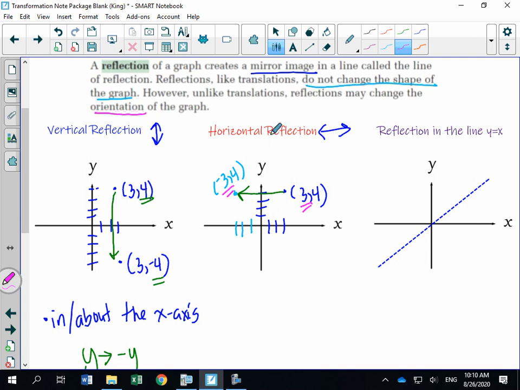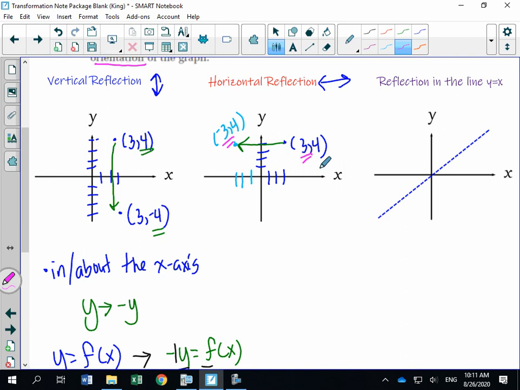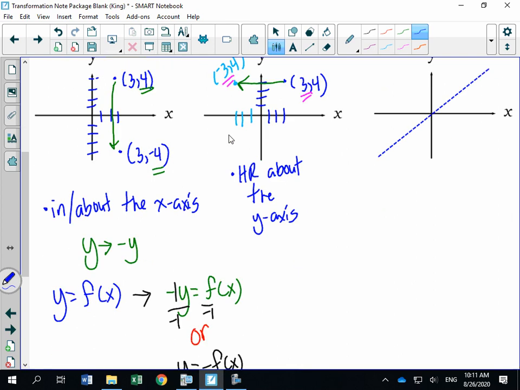Okay, with horizontal reflections, you need to know what axes did we cut. So it's a horizontal reflection about the y-axis. So we'd say horizontal reflection about the y-axis. Okay, now what did I replace? What's my replacement notation? X to -x, right? That's my replacement notation. So x is going to -x.